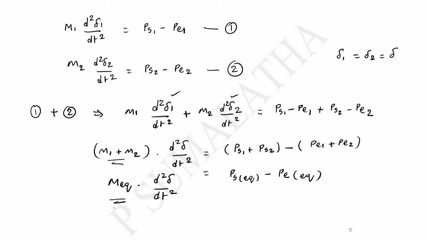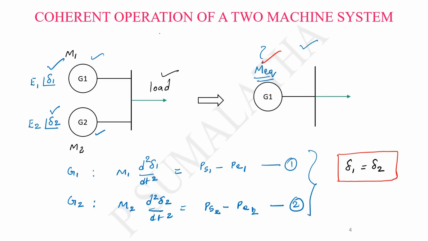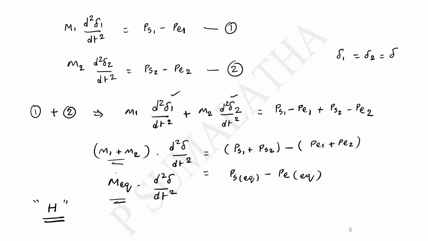Suppose the given data is provided in terms of the H value. So they have given the inertia constant in megajoule per MVA or in seconds. That is nothing but they have given the constant H. You know the H1 value, you know the H2 value. Then how can you find out the M equivalent value from the equations? From this relation we know the M equivalent value is nothing but M1 plus M2. Let us take that equation. M equivalent is equal to M1 plus M2.